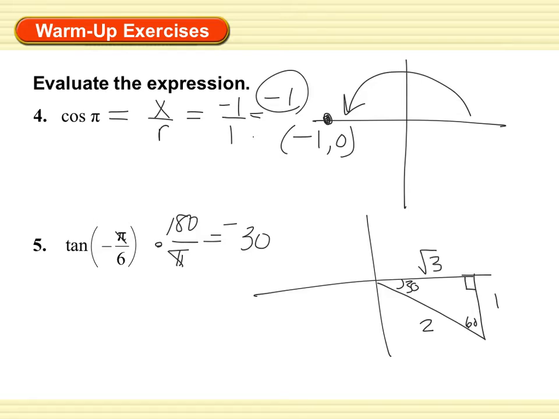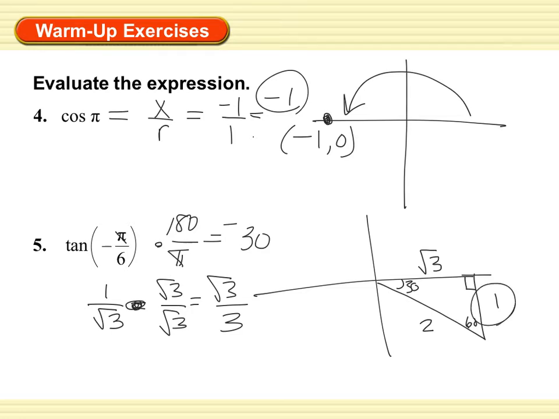So I'm tangent there. Tangent is opposite over adjacent, so opposite over adjacent. Need to rationalize that, so I'm multiplying by square root 3 over 3. But this is negative, so my answer is negative root 3 over 3.